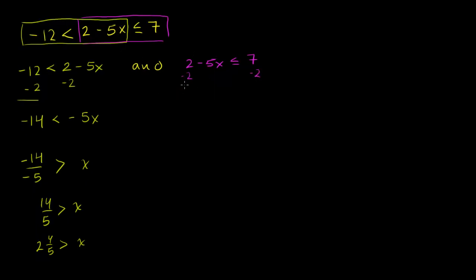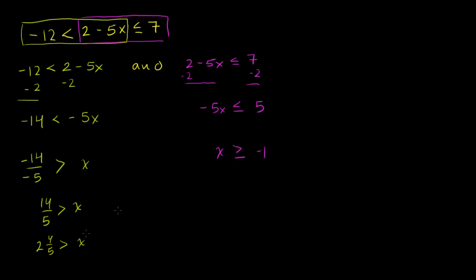So if you subtract 2 from both sides of the equation, the left-hand side becomes negative 5x. The right-hand side, you have less than or equal to. The right-hand side becomes 7 minus 2, becomes 5. Now you divide both sides by negative 5. On the left-hand side, you get an x. On the right-hand side, 5 divided by negative 5 is negative 1. And since we divided by a negative number, we swap the inequality. It goes from less than or equal to, to greater than or equal to.